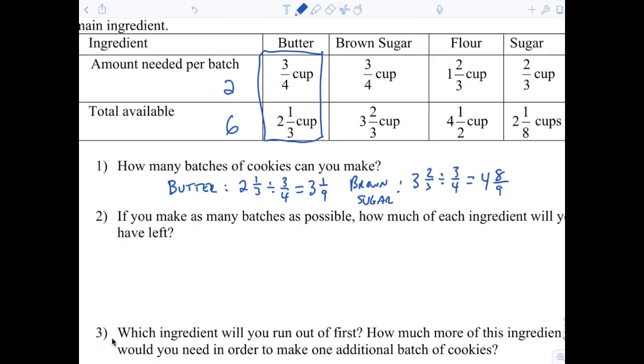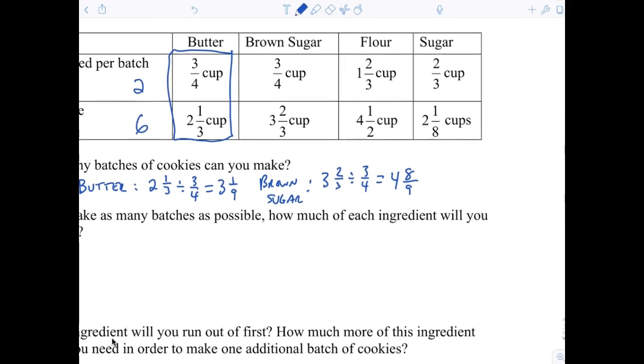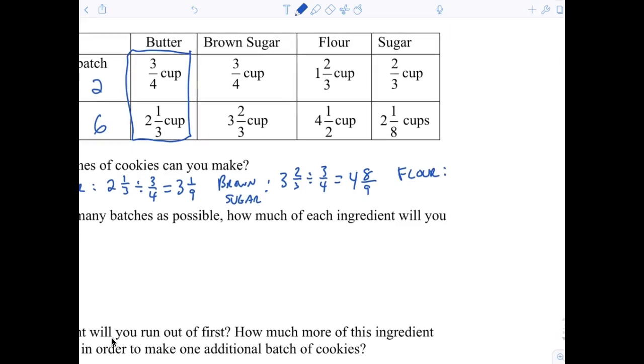Right, then we have to check out the flour. So let's do flour now. So for flour, I have what? Go, tell me. Well, but tell me what to divide. Oh, 4 1/2 divided by 1 2/3. Exactly, and what did that come out to be? 2 7/10.